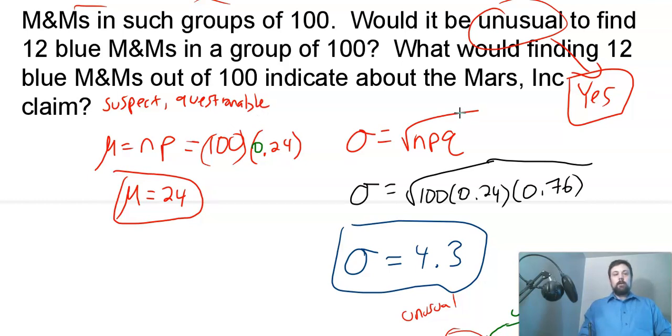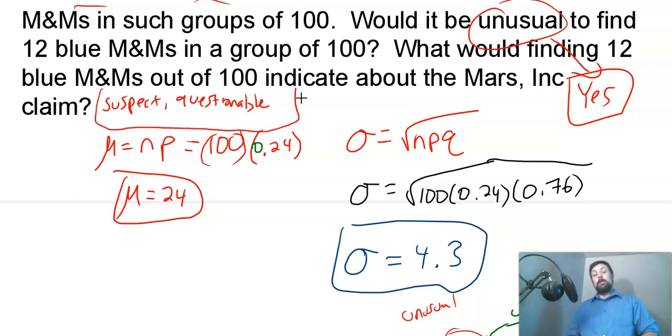All right. Say about the claim. The claim is suspect. The claim is questionable because it would be unusual to only have 12 blue M&Ms if there should be 24% blue M&Ms in each pack.